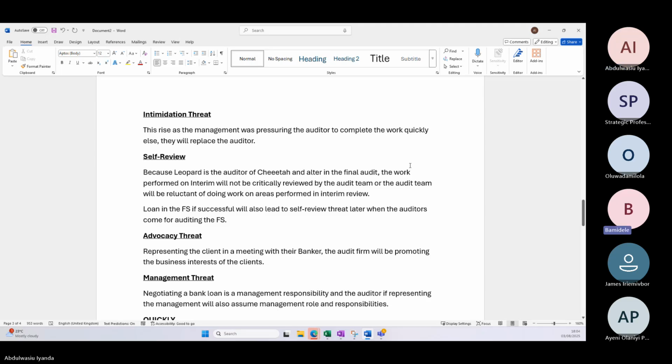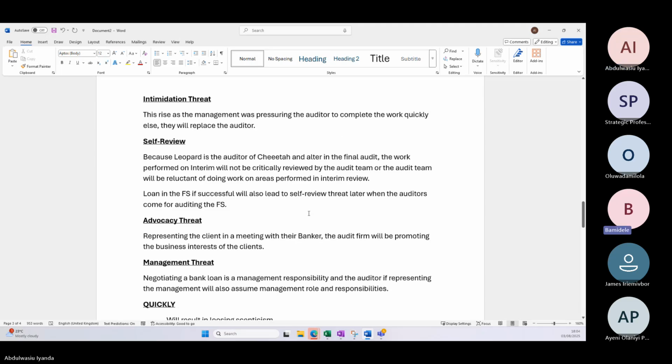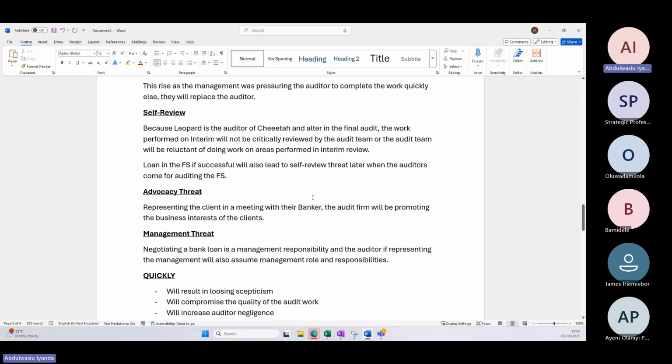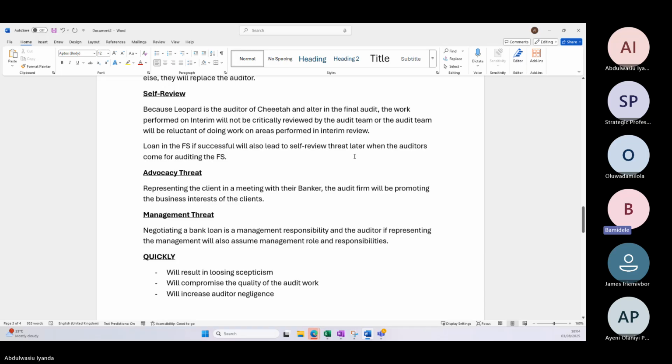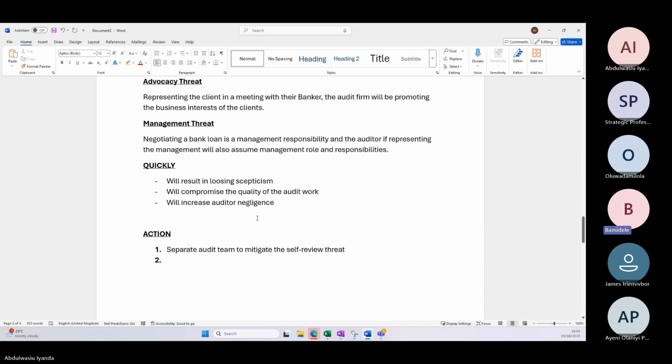For intimidation, I think it's to get the audit. It's to do what, sir? Not to accept the audit engagement at all, for me. Okay, that's fine. Another one.